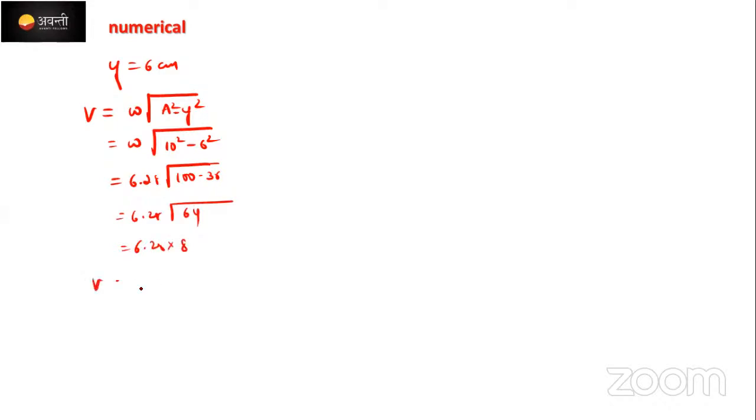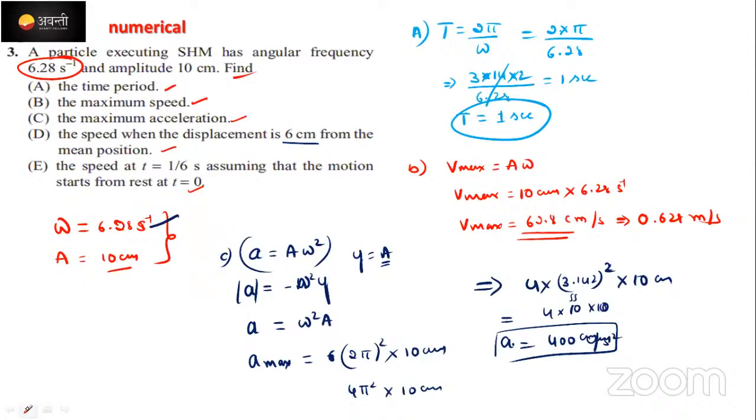Then what is the speed, guys? 6.28 into 8, if you multiply this you will get the answer: 50.2 centimeter per second. This is the speed at 6 centimeter from the mean position. This is the fourth one. Correct, guys? These are all basically previous year JEE questions. Please do concentrate over here. Okay, A and B are done.